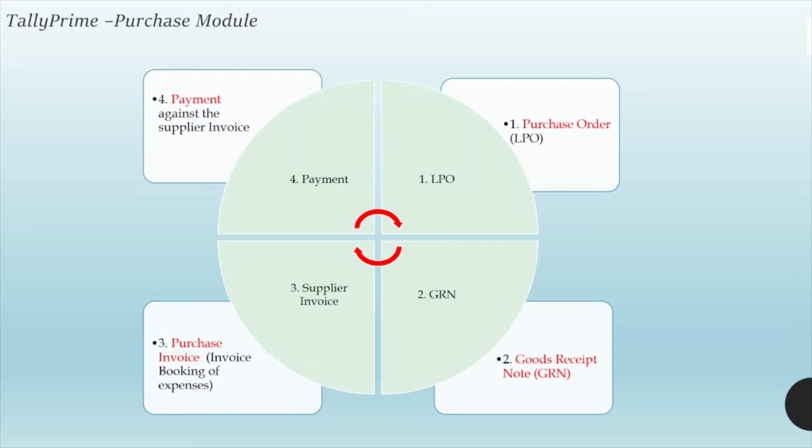The first one will be LPO, the purchase order. We will send it to our supplier. Against the purchase order, the supplier will send us the goods which we have provided in our purchase order. Then against the purchase receipt note, the supplier will send us the purchase invoice, and then we will make the payment against the purchase invoice received. Let us see these transactions in TallyPrime.